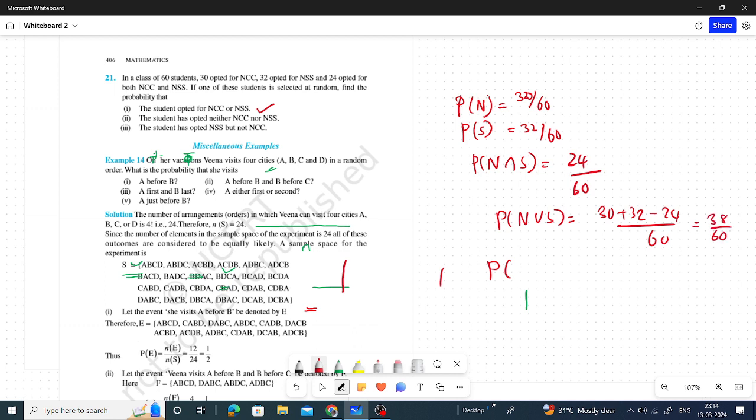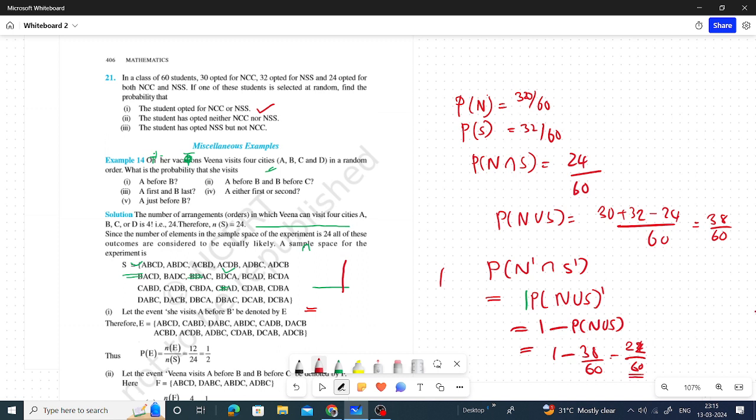38 by 60. Probability of neither N nor S means the probability of N complement intersection S complement, and that is equal to the probability of N union S whole complement, that is equal to 1 minus the probability of N union S. So 1 minus 38 by 60. 60 minus 38, 22 by 60 is the answer.